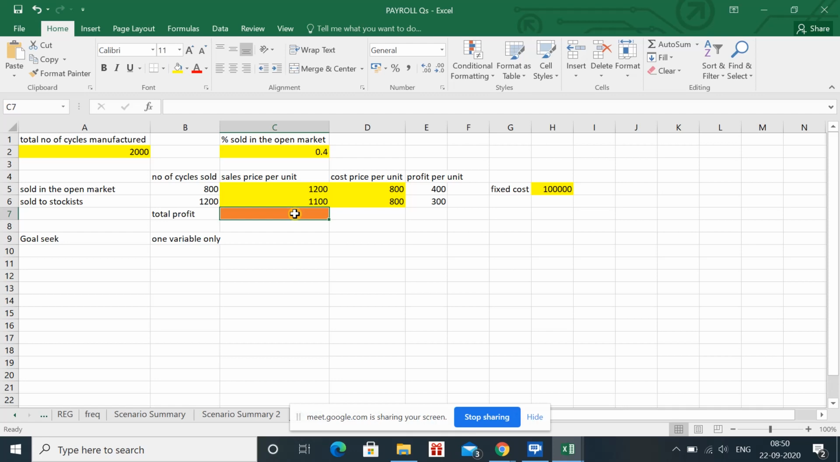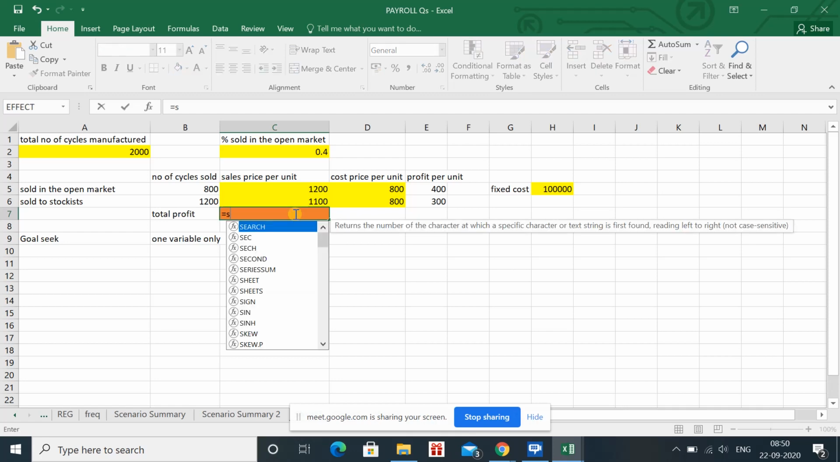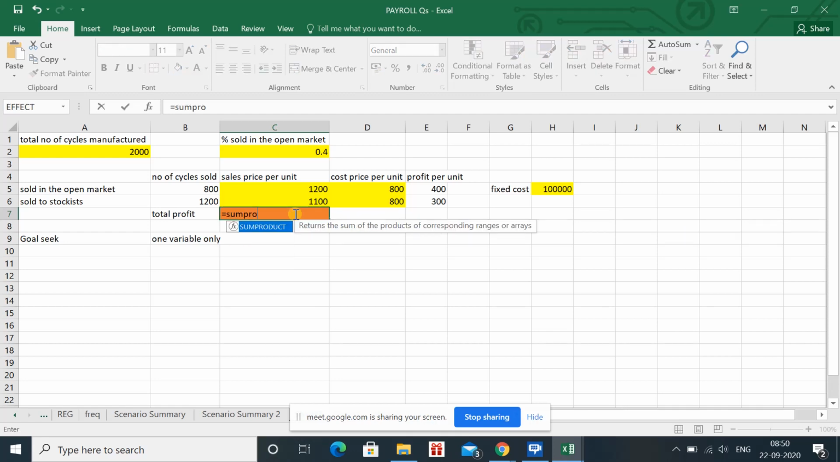We are trying to calculate the values. And in this case we have to calculate the profits also. For profits we have the formula sum product. So in that case the profit can be calculated with the help of the number of units he is selling in the open market and the stockist, and the profit which he is earning from the open market and stockist.